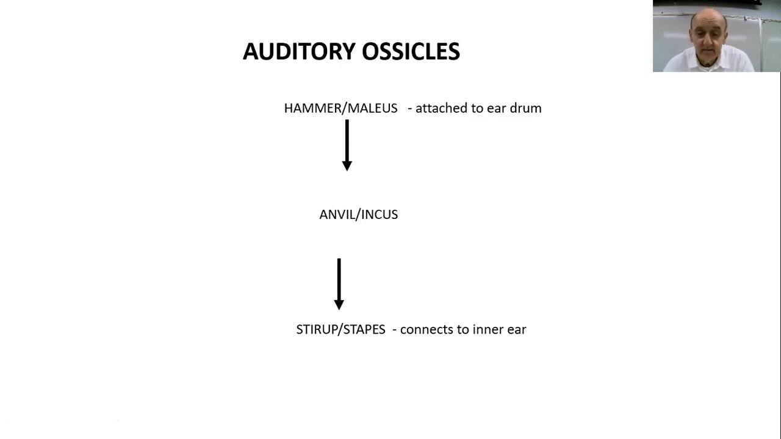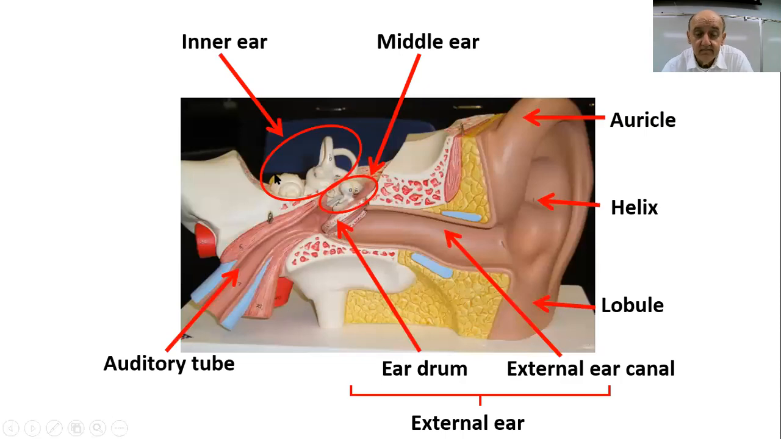Now the middle ear is filled with air, and any liquid accumulating here is drained by the auditory tube. In the respiratory system, we'll see that the auditory tube comes into our nasal pharynx, and that's where all the secretions are drained from the middle ear. So both the external ear and the middle ear have air filling them.